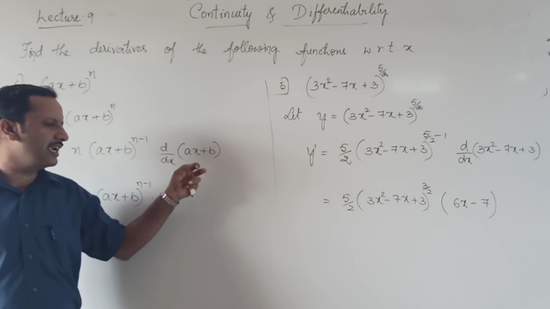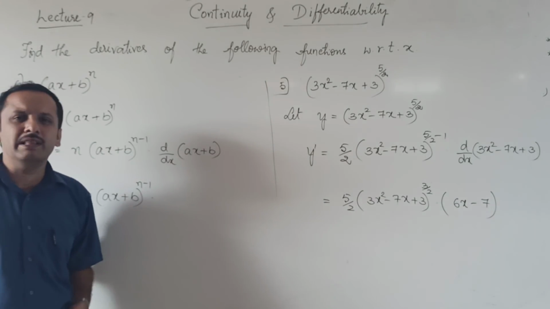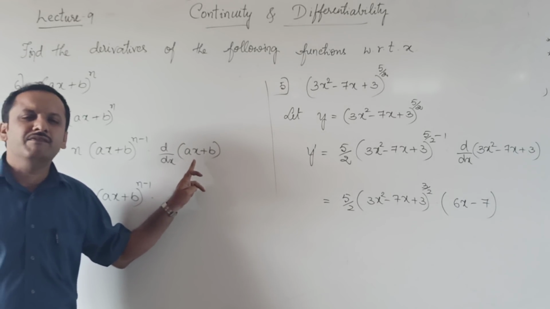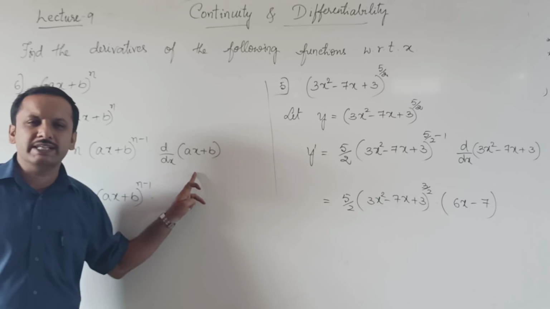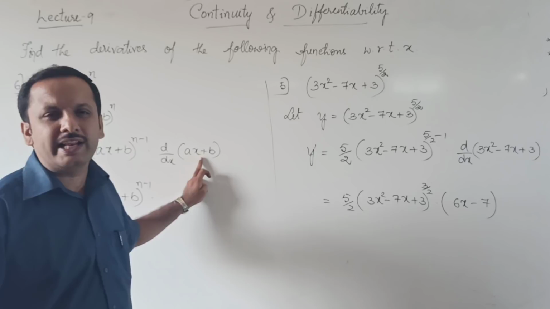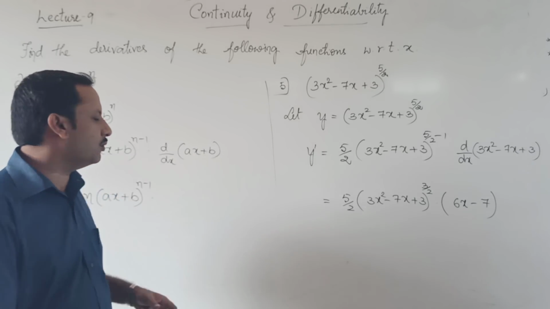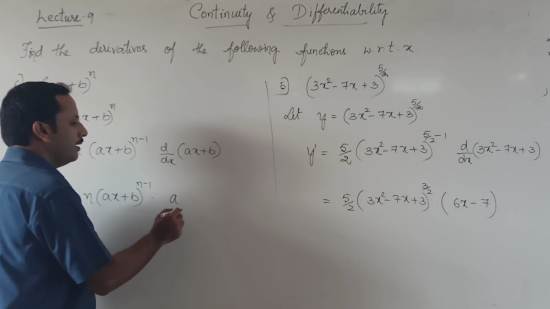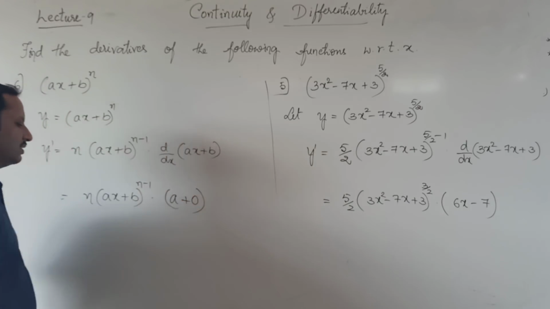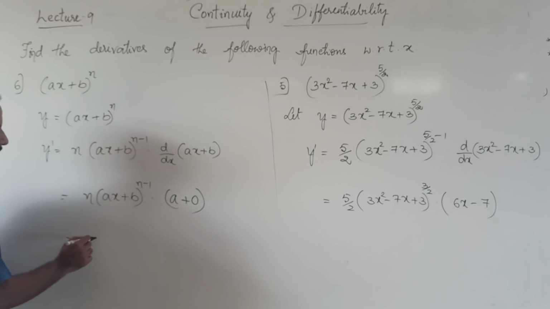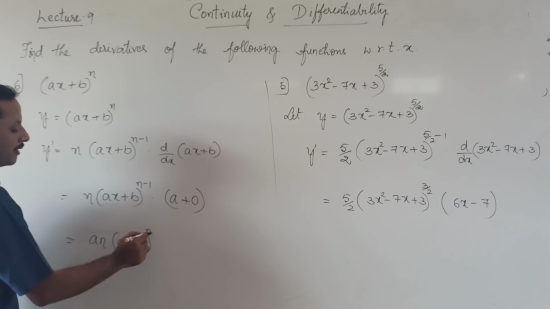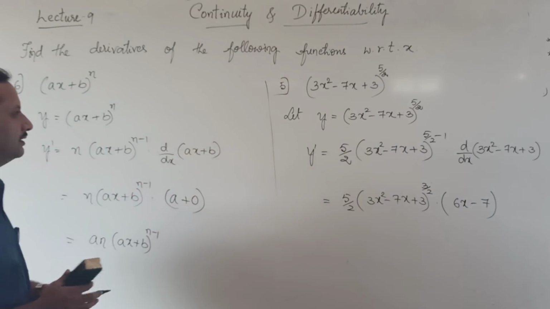A and b are constants, x is the only variable. Ax is a product of a constant and a function. While differentiating it, we keep the constant as it is and differentiate the function. So a will remain as it is, and the derivative of x is 1. A into 1 is a, plus the derivative of b, which is 0 because b is a constant. So this is equal to n into ax plus b whole power n minus 1.